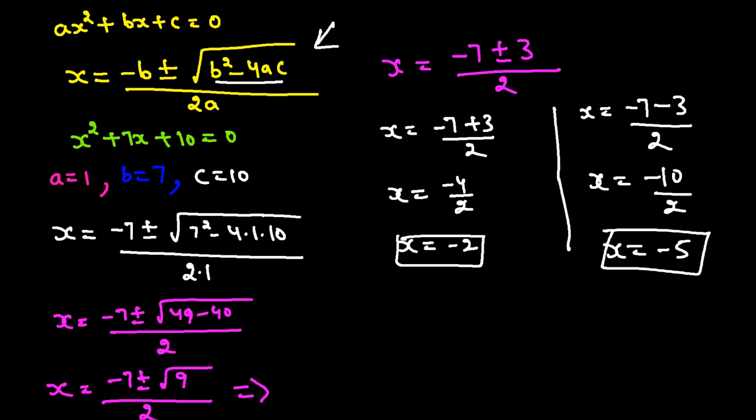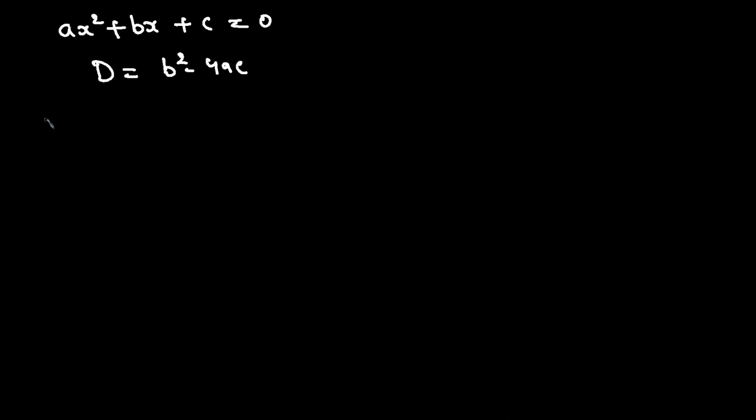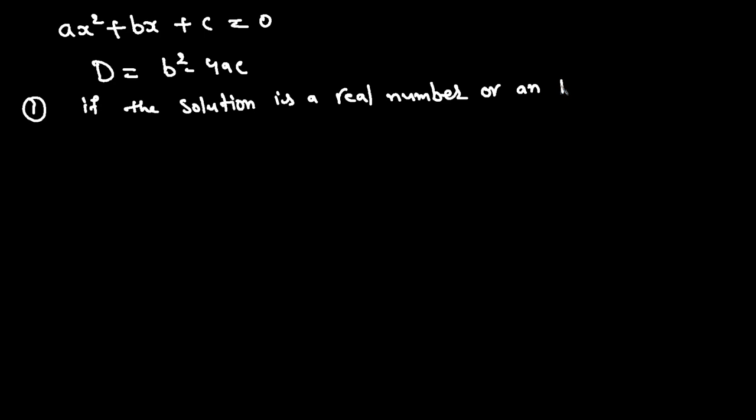Let's say we have ax squared plus bx plus c equals 0, and the discriminant is b squared minus 4ac, this part under the square root. Okay, so the discriminant tells us a lot of information about the quadratic. It tells us, number one, if the solution is a real number or an imaginary number. That's the one thing you can find out from the discriminant.